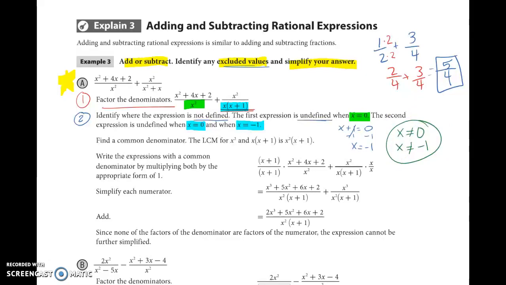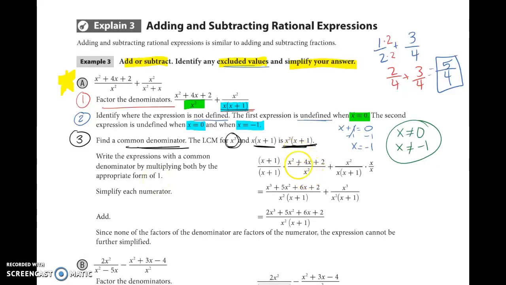Now, for our common denominator, step 3 says find our common denominator, and the LCM for x squared and x times x plus 1, these are our two denominators, is, remember how we found our LCD, taking the higher power of the repeated ones, which is x squared, and multiplying that to the other denominators that don't repeat. So write the expression with the common denominator by multiplying both by the appropriate form of 1.